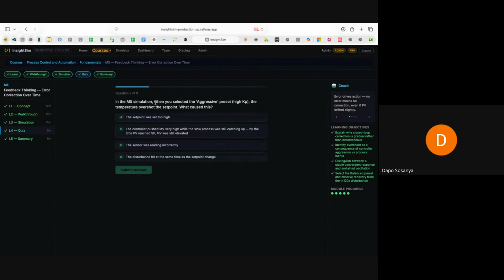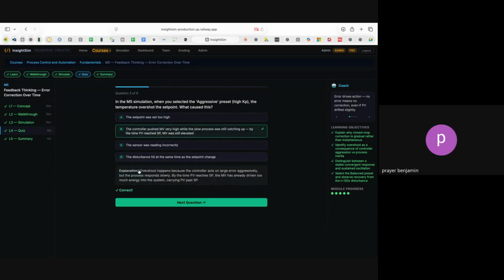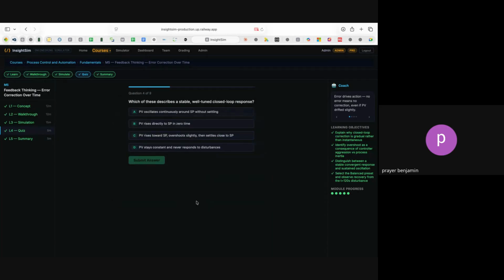So in the M5 simulation, when you selected the aggressive preset, that is high proportional gain, the temperature overshoots the set point. What caused this? A, B, C, or D? Okay, B. Which of these describes a stable, well-tuned, closed-loop response? C. Okay.